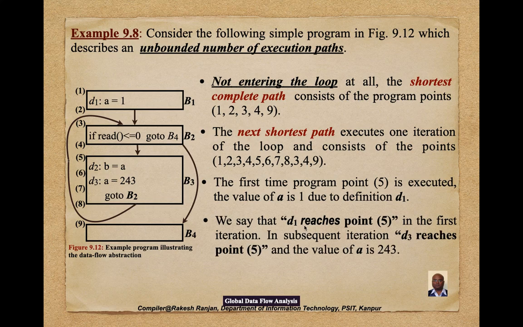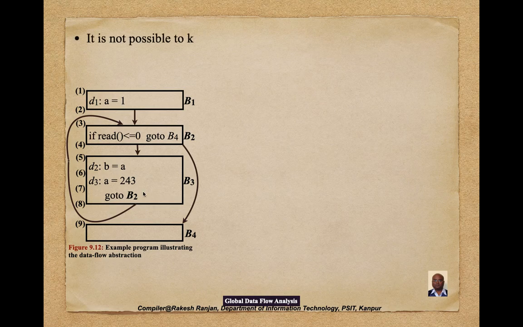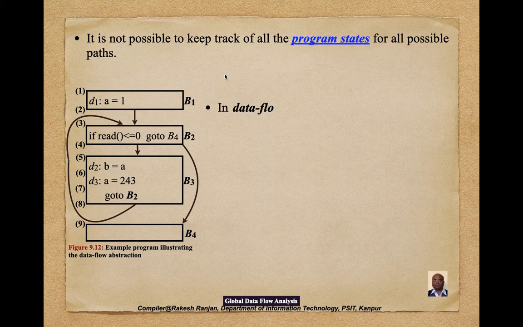वी से दैट D1 रीचेज एट 0.5, इस 0.5 पर ये रीच कर रहा है इन द फर्स्ट आइट्रेशन। इन सब्सिक्वेंट आइट्रेशन, अगले बार जब आइट्रेशन चलेगा, देन D3 रीचेज एट 0.5, तो ए की वैल्यू यहाँ पर अब 243 हो जाएगी इस पॉइंट पर। सो इट इज़ नॉट पॉसिबल टू कीप ट्रैक of all the program states for all possible paths.